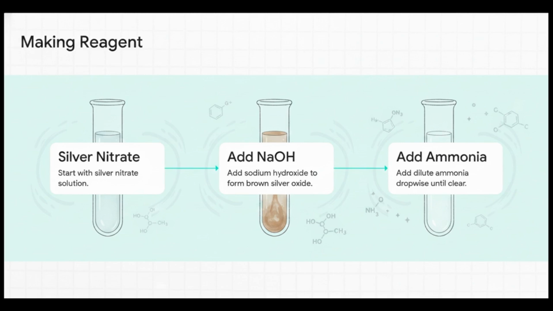Third, you carefully add a dilute ammonia solution, drop by drop. And as you do that, the brown precipitate just dissolves, leaving you with a perfectly clear, colorless solution. That clear liquid holds the all-important diamminesilver ion complex. And there you have it, your freshly prepared Tollens reagent.